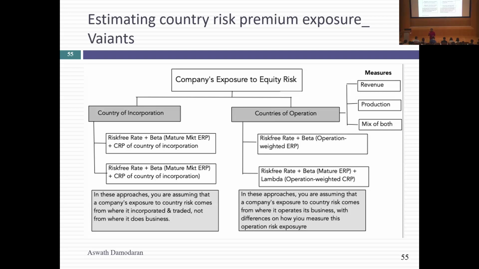Now we can debate how to measure operations. One can be revenues, the other can be where you produce stuff, or some mix of the two. But I'm going to argue, and this is an argument I've made in other parts of the world as well, that when you compute an equity risk premium for a company, it should reflect where you do business. So for Coca-Cola, your headquarters might be in Atlanta, but 60% of your revenues come from outside the US, much of it from emerging markets. I'm going to argue your equity risk premium should reflect that.